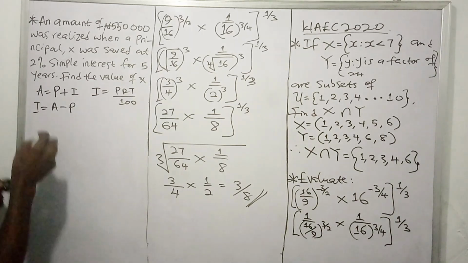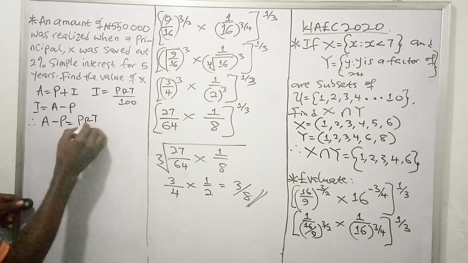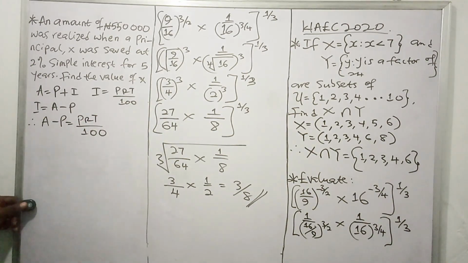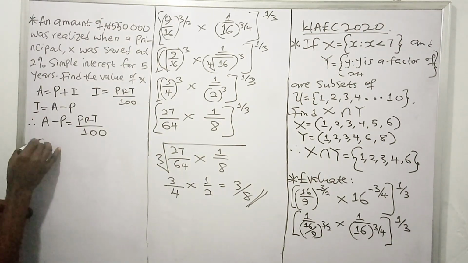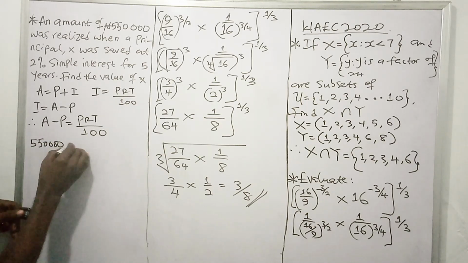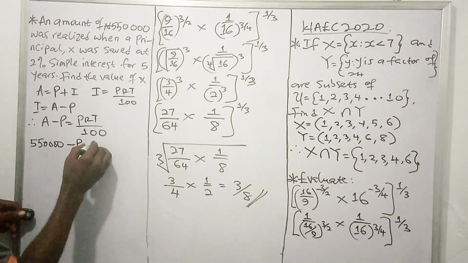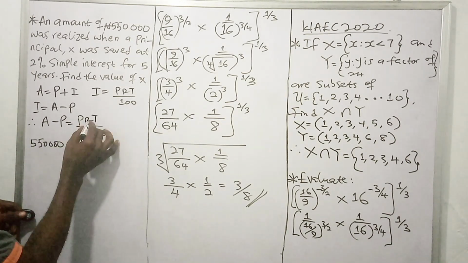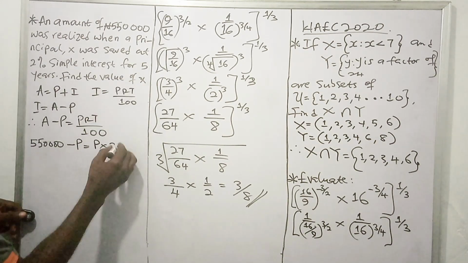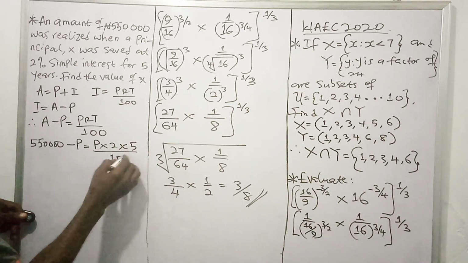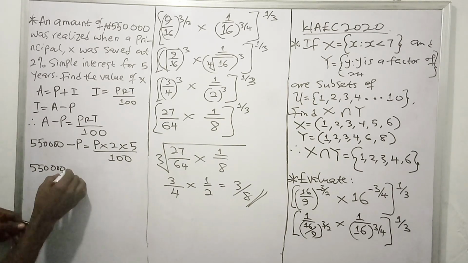So that will give us A minus P equals PRT over 100. Now if we substitute the values we have in the question, the amount is given to us as 550,000 minus the principal, which we don't know, which is what we're looking for, which stands as X. Then here again we have the principal. The rate is given to us as 2, and the time is given to us as 5 years. Our denominator again is 100.